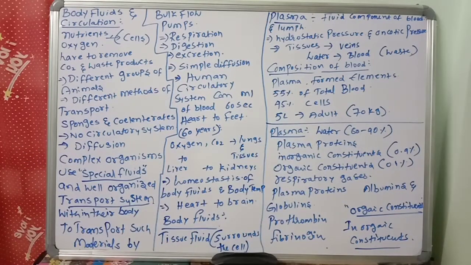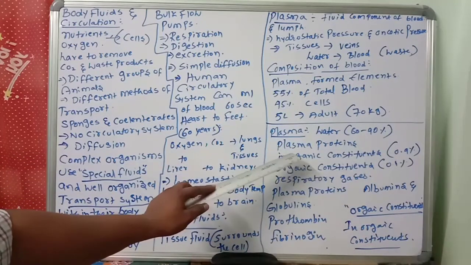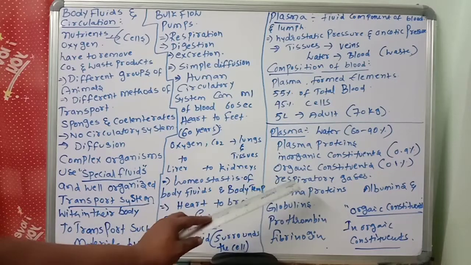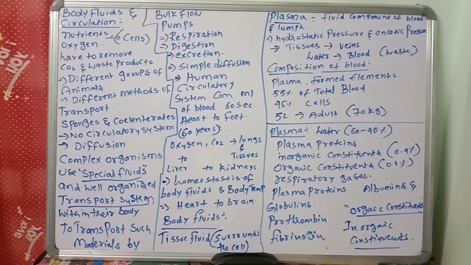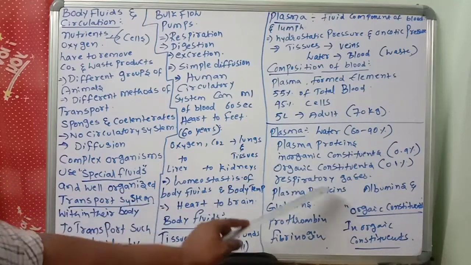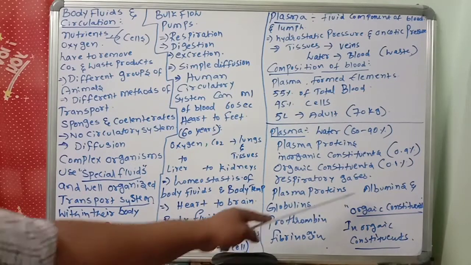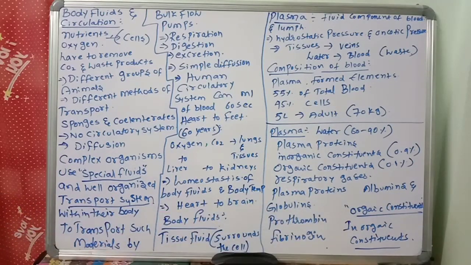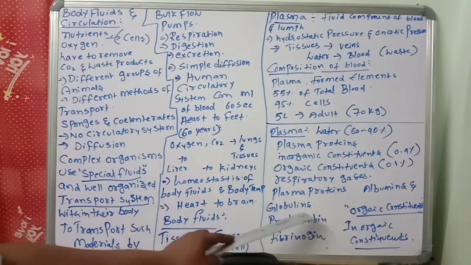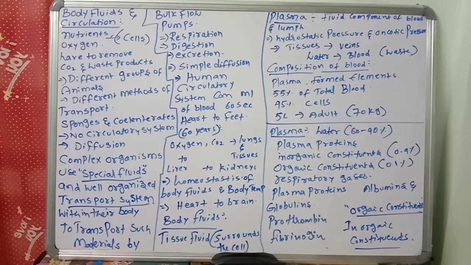Plasma: water is 80 to 90%, the major part. Plasma also consists of plasma proteins, inorganic constituents like calcium, magnesium, zinc, and organic constituents like proteins, carbohydrates, sugars, and 1% respiratory gases, oxygen and carbon dioxide. Plasma proteins are albumins and globulins. What do they do? Albumins help maintain the osmotic pressure. Globulins facilitate the transport of ions, hormones, and lipids.